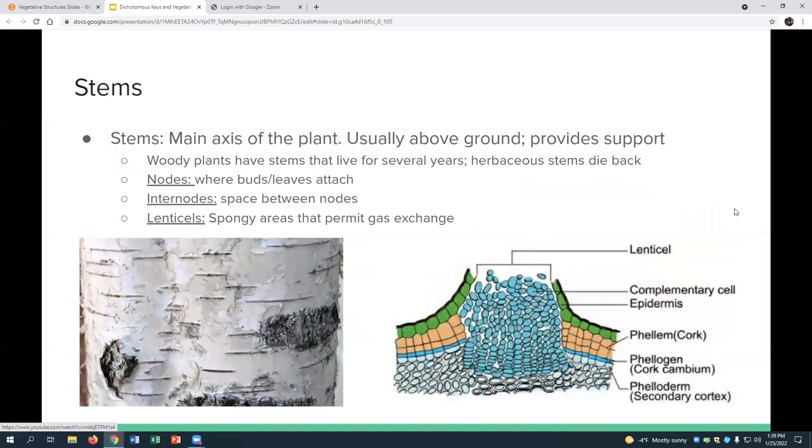Moving up, we're going to go into the stem. So the stem is the main axis of the plant. You expect to see the xylem and phloem flowing through here if we're thinking about a vascular plant. We are. Stem is usually above ground. Most of the stem is above ground, and it's providing support for other parts of the plant. So sometimes we're going to distinguish between woody plants and herbaceous plants. When we do that, one of the main things we key in on is the stem.